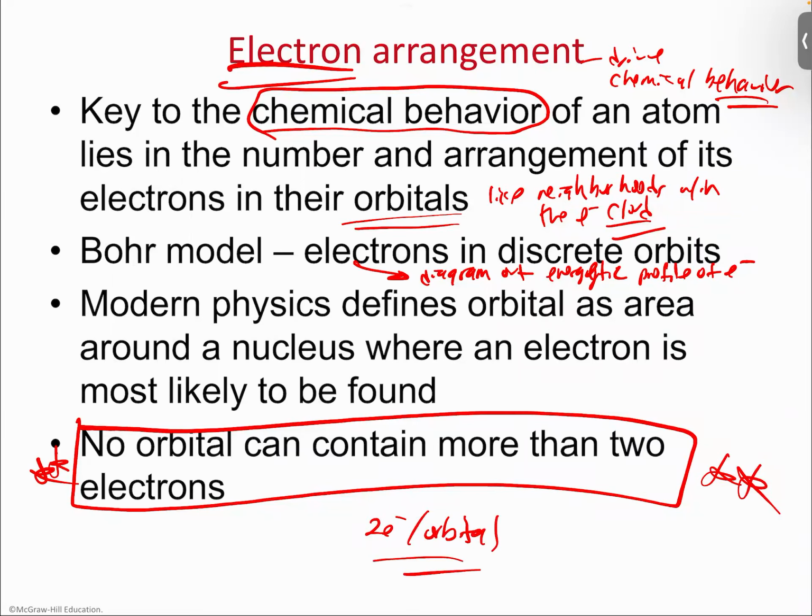Now, what happens if you have more than 2 electrons? Most elements do. Well, that means you have to create more orbitals. Just like what happens if the population of Denver exceeds the housing capacity? Guess what? You have to build more houses. That's basically what you do, and the same thing is true here.